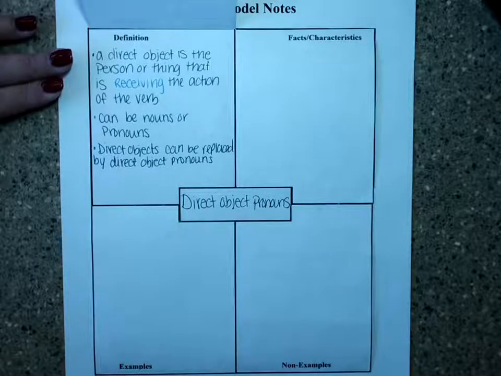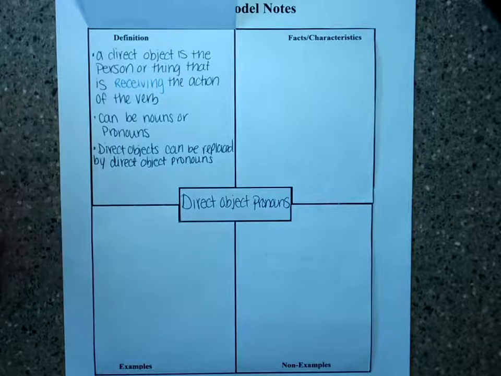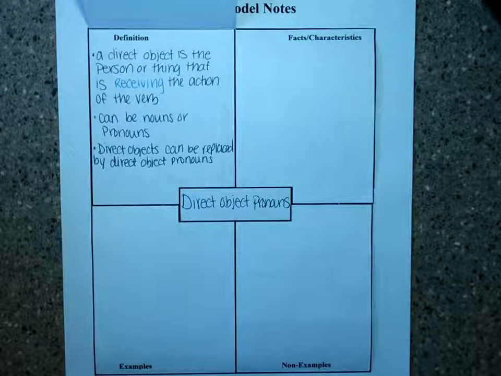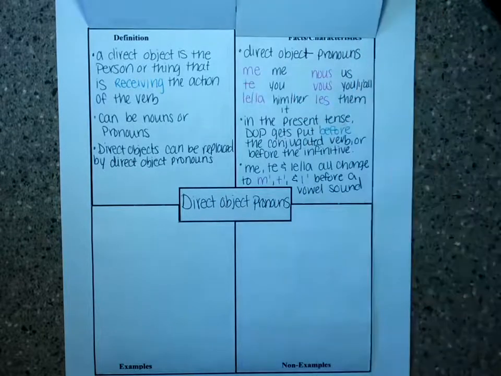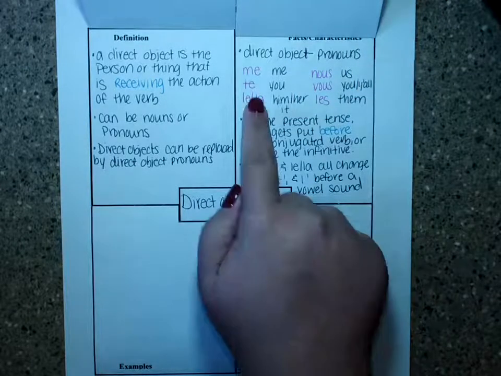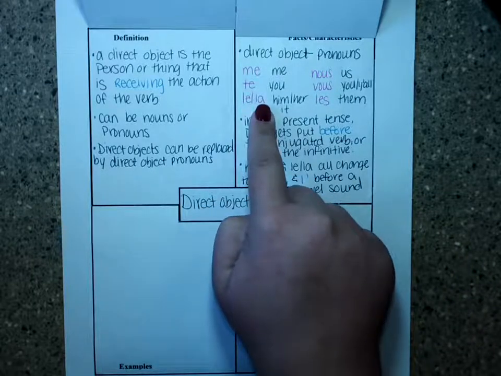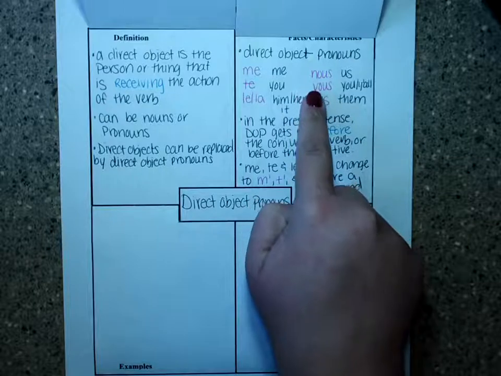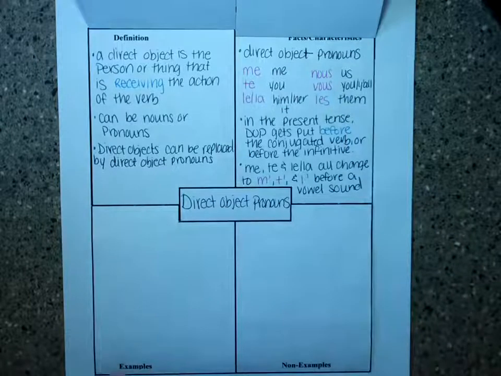So we talked a little bit about what a direct object is, and now we're talking about what direct object pronouns are. As we go along, make sure that you fill in these notes on your sheet of paper so that you have them for future reference. Next, we're going to talk about facts and characteristics. So direct object pronouns in French are me, te, le, la, nous, vous, and les. So these 6 pronouns or these 7 pronouns are used as direct object pronouns.